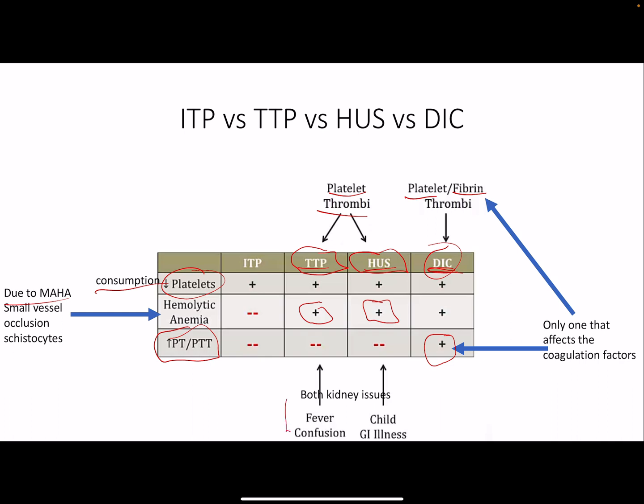And now just to differentiate these two, both of them are going to have kidney issues, but you have fever and confusion. Remember T for triad, the fever, confusion, and kidney issues. But the HUS, this is the E. coli GI illness, and this is just going to be kidney issues.